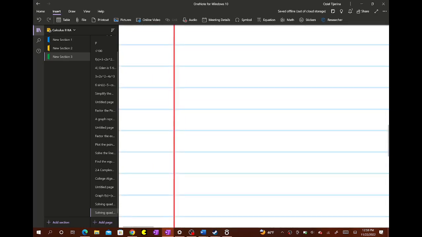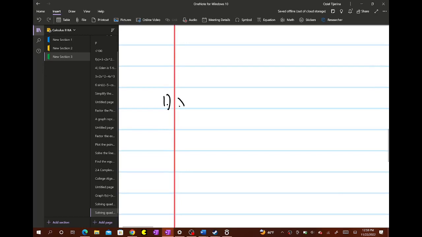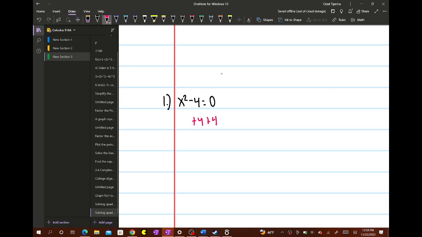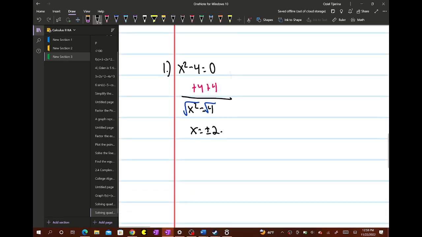So the first one we're going to go over is pretty simple. x squared minus 4 equals 0. Now, this is solving by taking square roots, so we're not going to factor this. The way that you're going to do this one is you're going to add 4 to both sides, and you have x squared equals 4, and then take the square root of both sides, and it gives you x equals the plus or minus square root. So plus or minus 2, right?